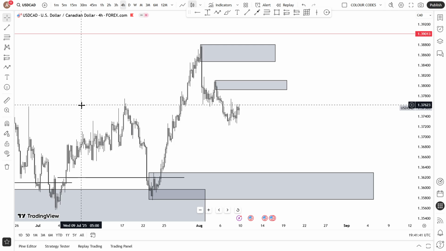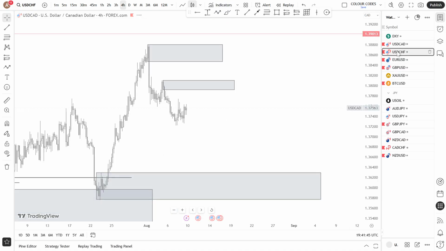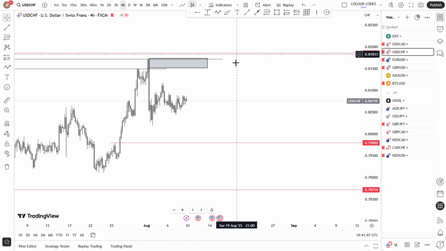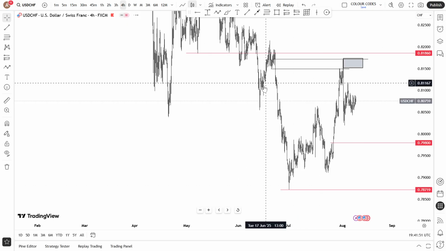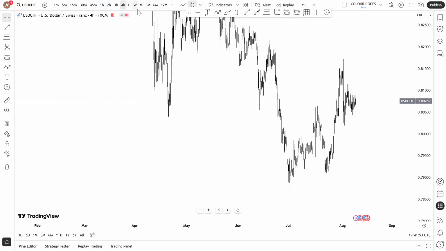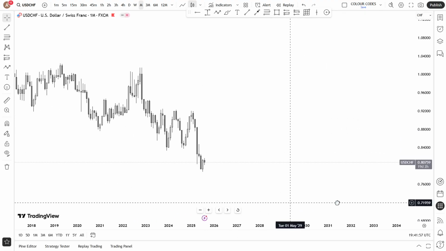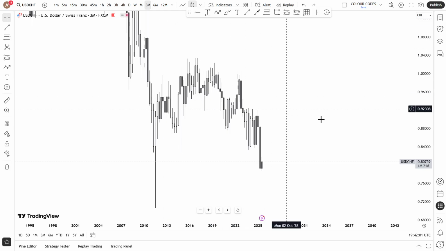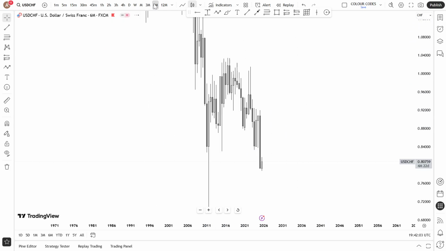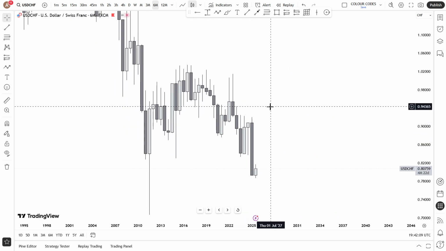Let's look at USDCHF. USDCHF, let's start from monthly as well. Or we might actually go higher. Let's go to, I think, 3 months. Yes. It's almost the same as USDCAD. Let's start from 6 months and then look at something.